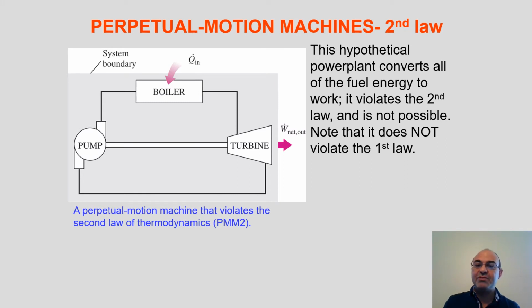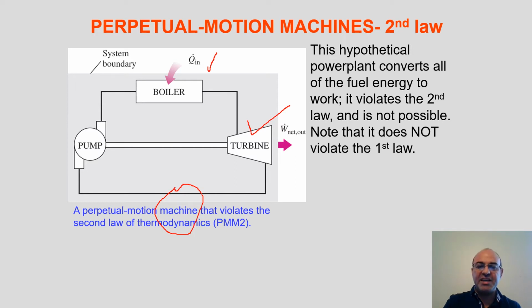There is another perpetual motion machine which violates the second law of thermodynamics. This is again a power plant. In this power plant, we do have Q in, heat comes in, and we do generate work in the turbine. So far so good. However, this device tries to eliminate the Q out. There is no Q out going to a low temperature reservoir here.